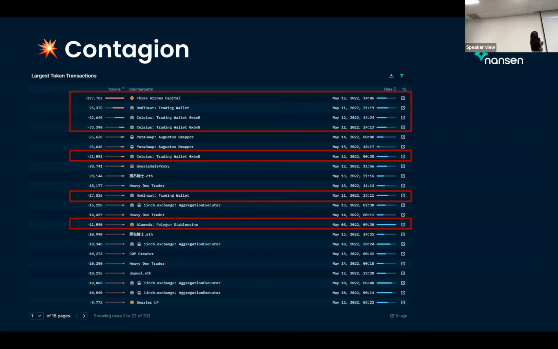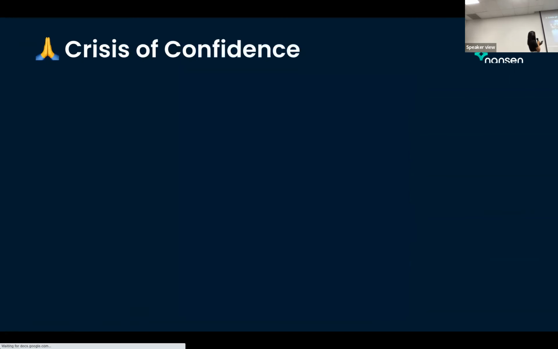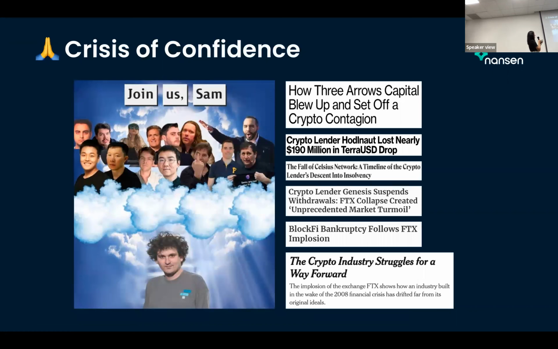This is the largest token transactions for stETH, and most of them actually happened during the UST depeg. All of the entities highlighted here are all gone now: 3AC, Hodlnaut, Celsius, and Alameda. So you can see contagion is a very big thing. And I think even now we might still see more contagion, no one will ever know. You can see all these entities.